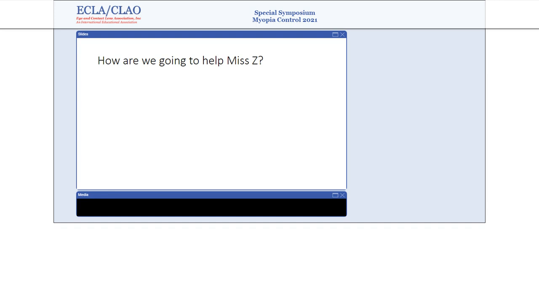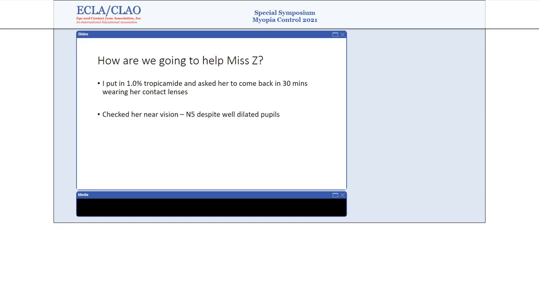I'm going to do what I often do in this situation, which is this experiment. I use 1% tropicamide to dilate them in non-daily lenses, so they don't go for too long. If dilated, I ask for the lenses to come back in, and I check their near vision dilated with their myopia control contact lens, see if they can read, and they usually can.